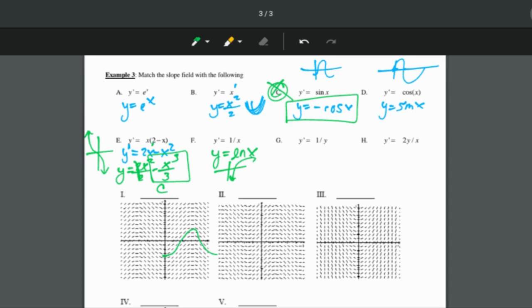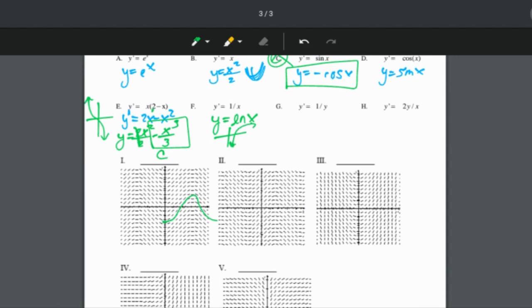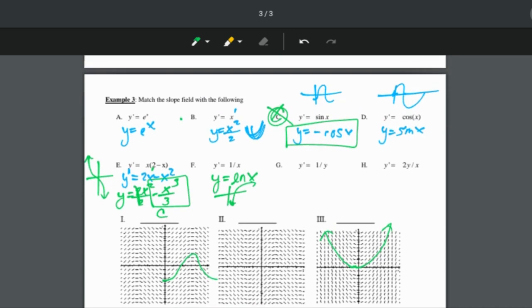Let's go to number 2. Number 2 looks like maybe it could have been a sine graph. I'm not sure. Let's skip that one for a second. Number 3, that one definitely looks like a parabola. You could probably fit a parabola in there. So we said our parabola was B. Let's put B there.